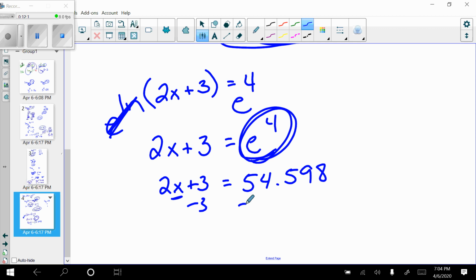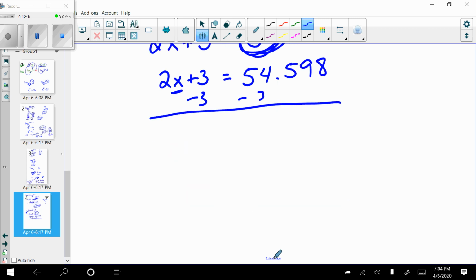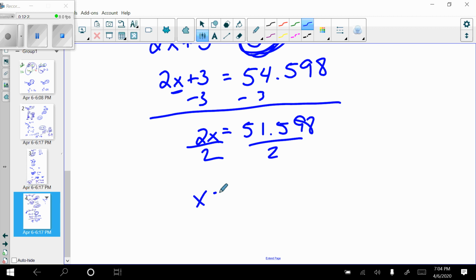So we'd minus 3, and we'd get 2x equals 51.598, and then divide by 2, and you should get x equals something around 25.799. So that should be your answer.